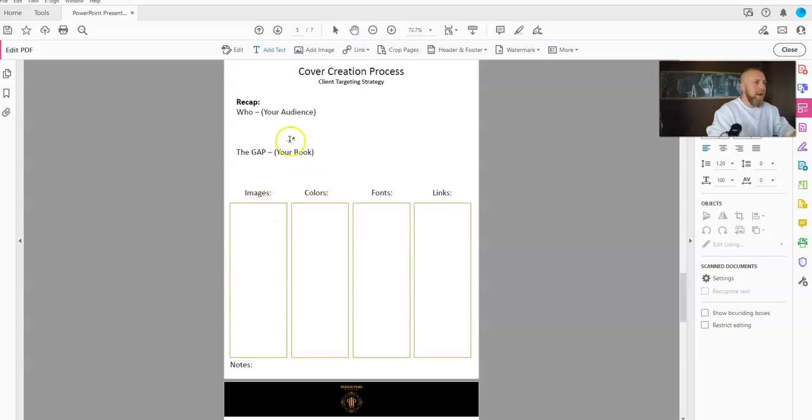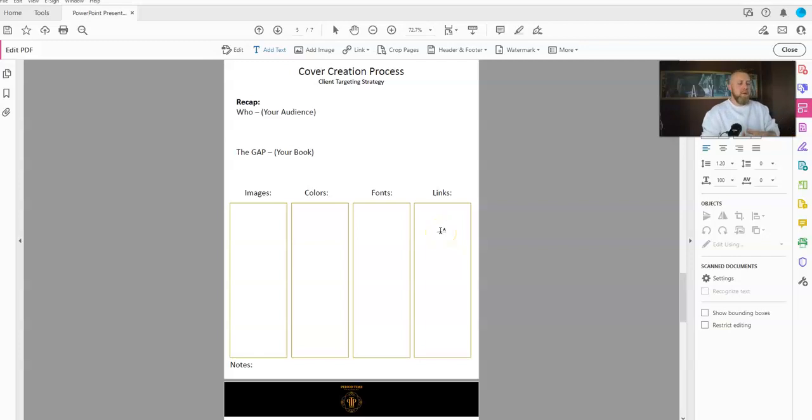So again, it's very easy. We just have a little bit of a recap here, and then we go into doing some market research. We just look at images on similar covers that are actually doing well in our market. We look at the color contrasts and different colors that they use on their covers. We look at the fonts and different types. You can use Font Squirrel. It's a free service to find out what fonts your competitors are using or similar fonts. And then we can do some link back.